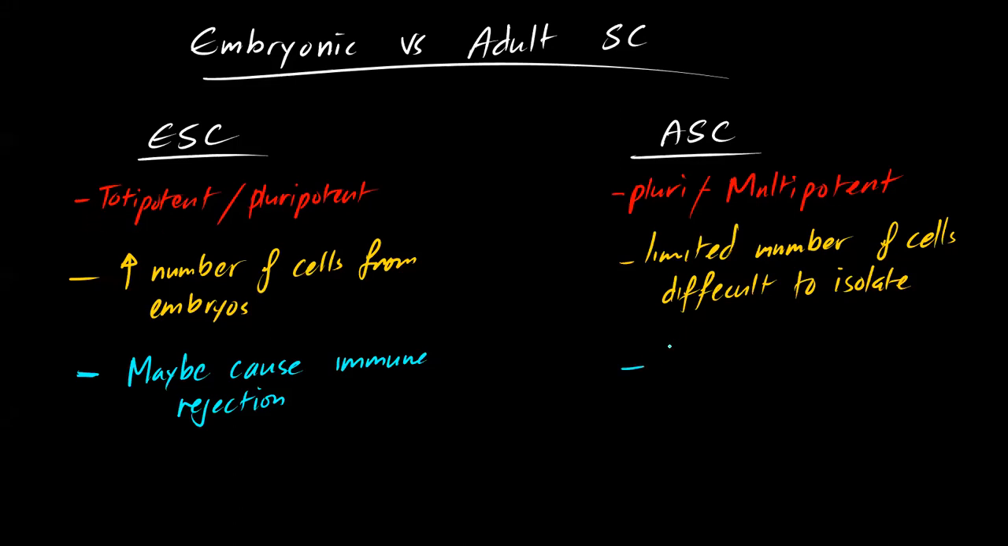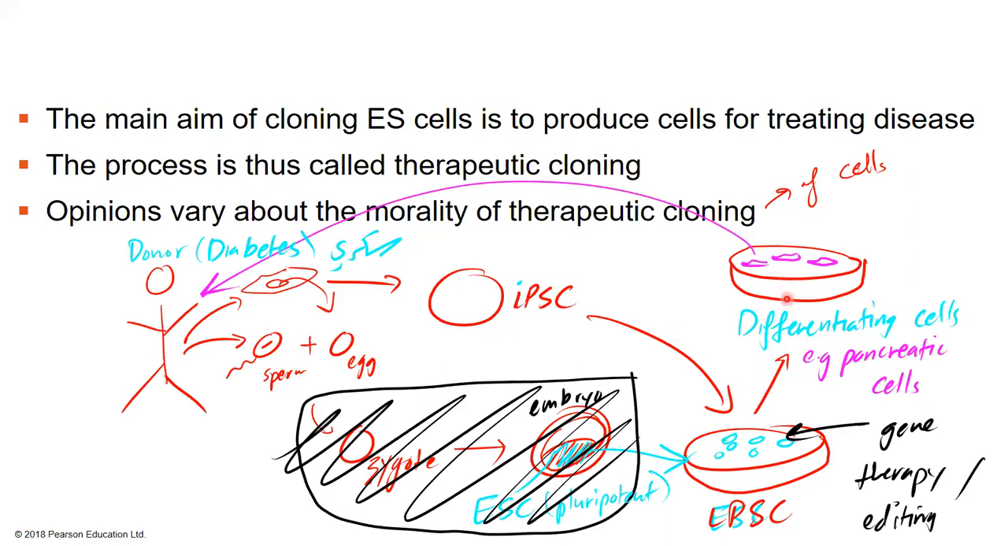Okay, adult stem cells are less likely to cause immune rejection. So remember, for therapy, we have to take these stem cells and inject them back into the body of the individual. Sometimes we inject differentiated cells, or sometimes we put back stem cells, whether they are embryonic stem cells or adult stem cells.